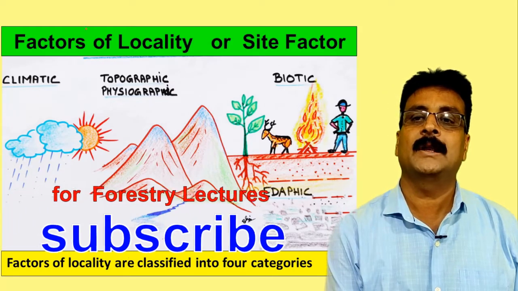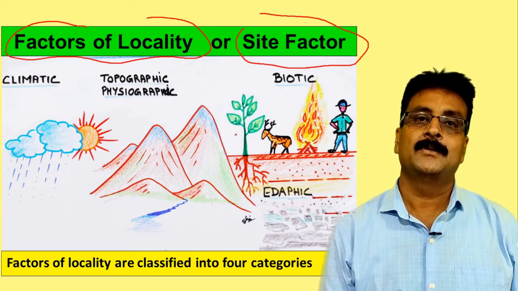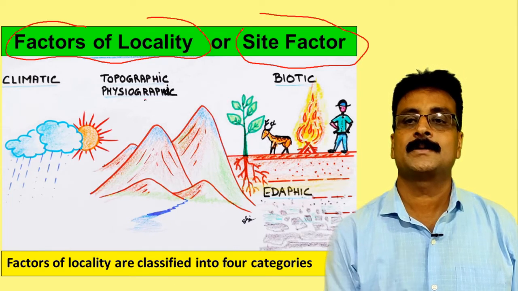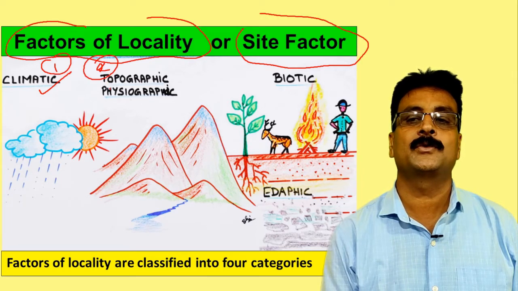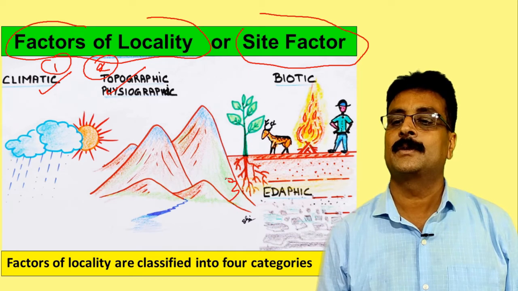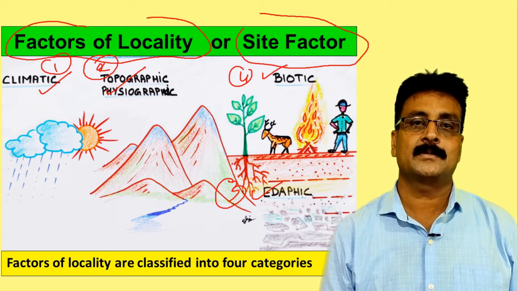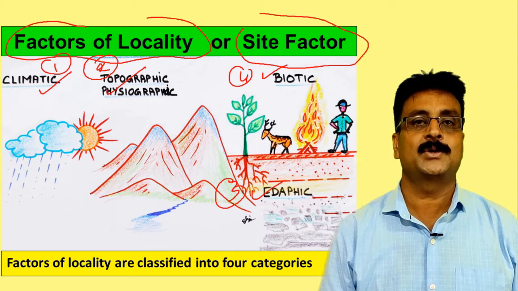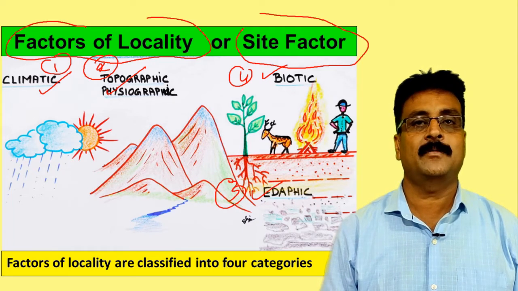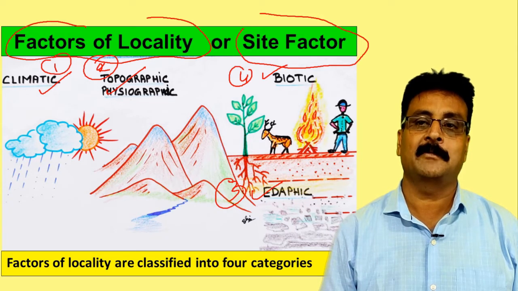We have factors of locality, or we call it habitat factor or site factor, which is categorized under 4 categories. Number 1 is climatic factor, number 2 is topographic or physiographic factor, number 3 is edaphic factor, and number 4 is your biotic factor. These 4 factors are very important locality or site factors which influence the vegetation. And these 4 factors are very important for a forester to understand for the management of the forest, to create the forest, conserve the forest, and scientific management of the forest.